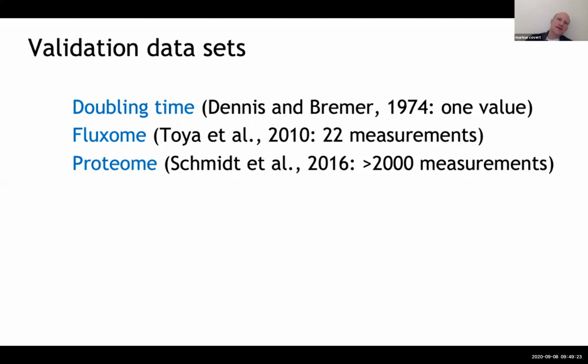So the 3 data sets that we looked at, that we withheld from the model to do validation, were a doubling time measurement for each condition. So it says here 1 value, but it's for every condition. A fluxome measurement under 1 condition that was 22 measurements of flux, and then finally a proteome measurement that was greater than 2,000 measurements of protein.